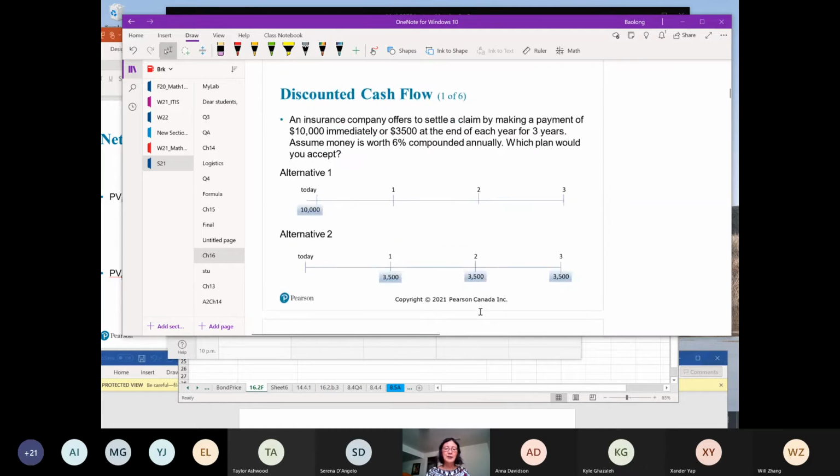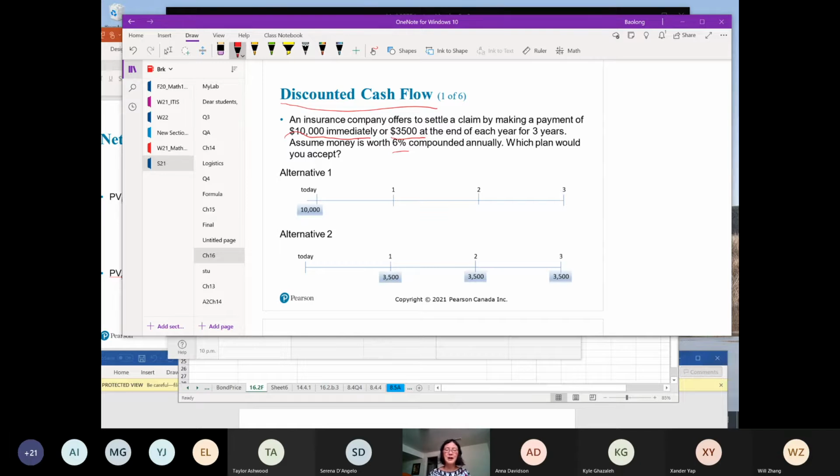Now we are going to look at example to calculate the discounted cash flow. An insurance company offers to settle a claim by making a payment of $10,000 immediately or $3,500 at the end of each year for 3 years. Assume money is worth 6% compounded annually. Which plan would you accept? So that is the question.